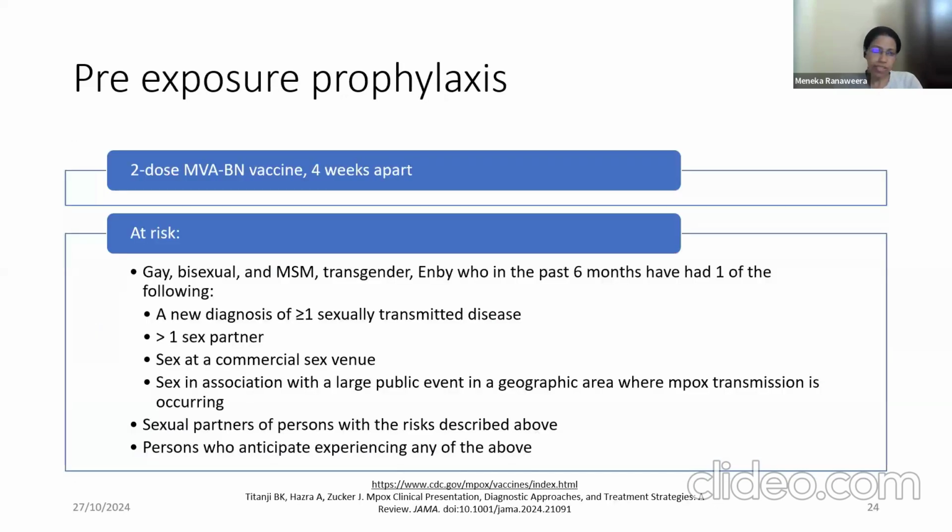Then, of course, the vaccine is available as pre-exposure prophylaxis as well. 2 doses, 4 weeks apart. It can be given for healthcare workers as well, who are in high-risk areas. Then those who are traveling to high-risk areas can be given as well. But the main indication at the moment is those who are at risk, and these are the indications that have been mentioned. This is again from the CDC recommendations. Anyone with these risk factors is eligible for this vaccine, and there is no need to disclose what category they fit into, to make sure that the vaccine will be taken up more.